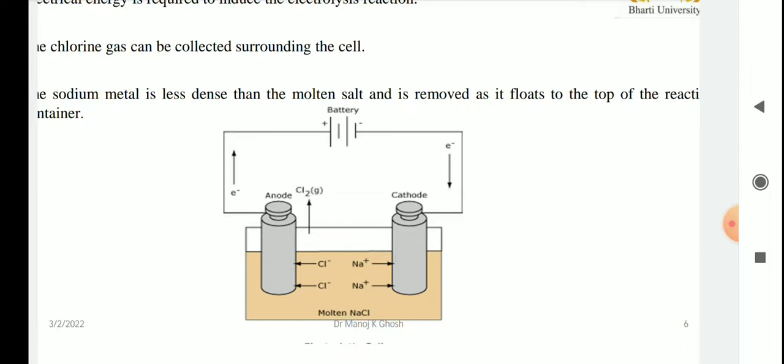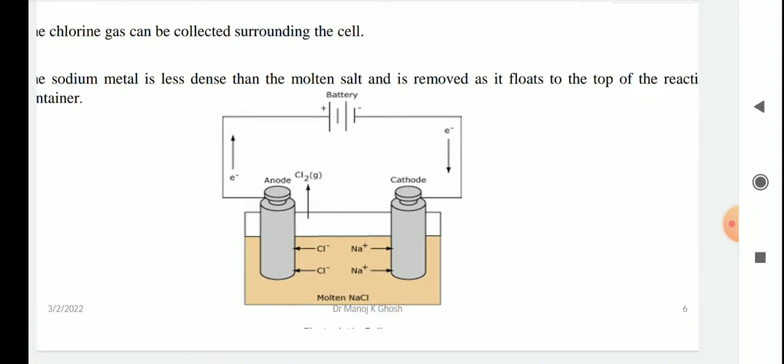On electrolysis, sodium moves towards the cathode and chloride ion moves towards the anode, because we know that opposite charges attract and same charges repel. Here sodium is a positive charge, so it is attracted towards the cathode. So current flows from the anode to the cathode, and if you attach an external wire with a battery, then EMF is generated, and you can measure the EMF developed through this cell.